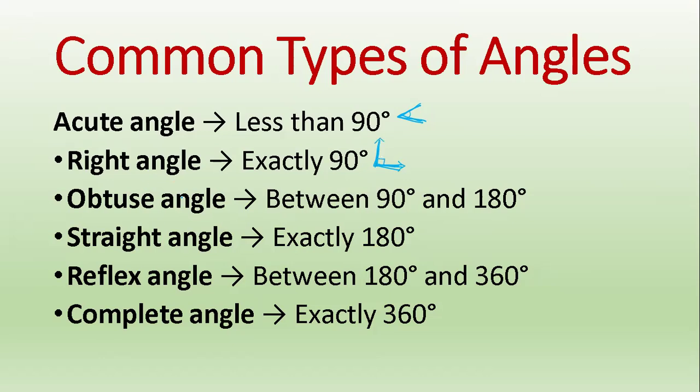Obtuse angle: between 90 degrees and 180 degrees, like this. This is an obtuse angle. Straight angle: 180 degrees. This is a straight angle. This makes 180 degrees. Reflex angle: between 180 and 360 degrees, like this. You will learn reflex angle in higher classes.